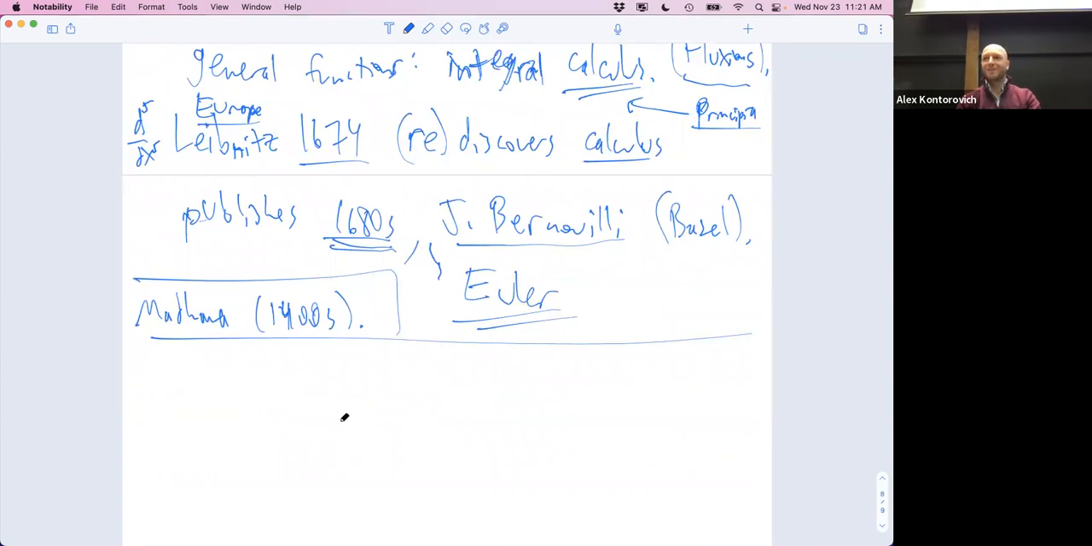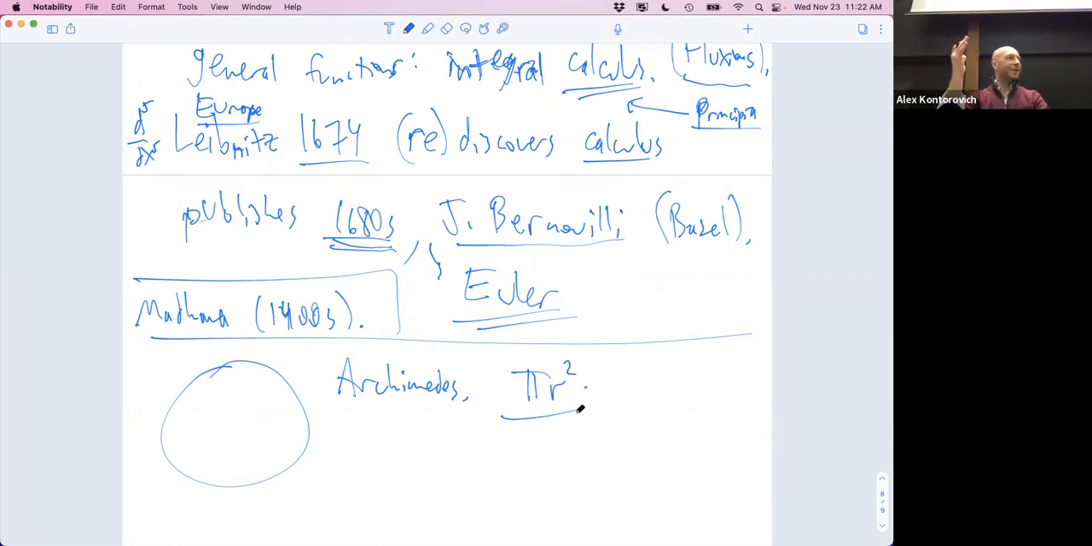Has anybody thought about this? Well, this again goes back to Archimedes. Archimedes was the first to give rigorous bounds on pi, and he's the one that proved the formula pi r squared. Pi r squared doesn't make any sense if you start thinking about it. What is pi? What's the definition of pi?